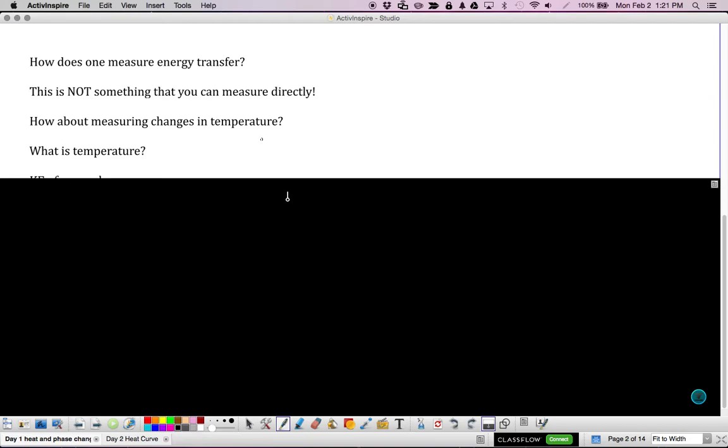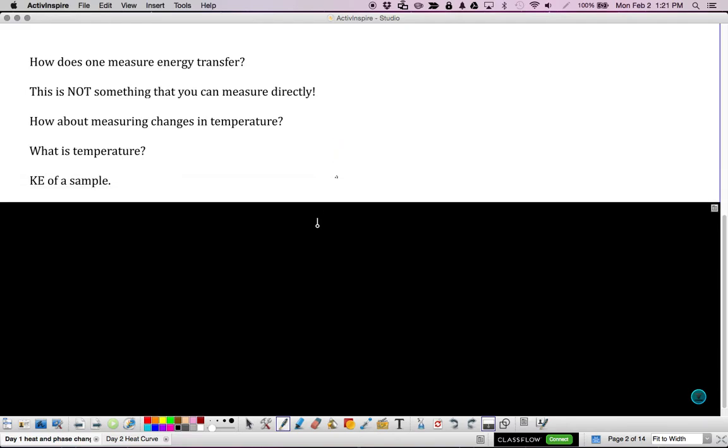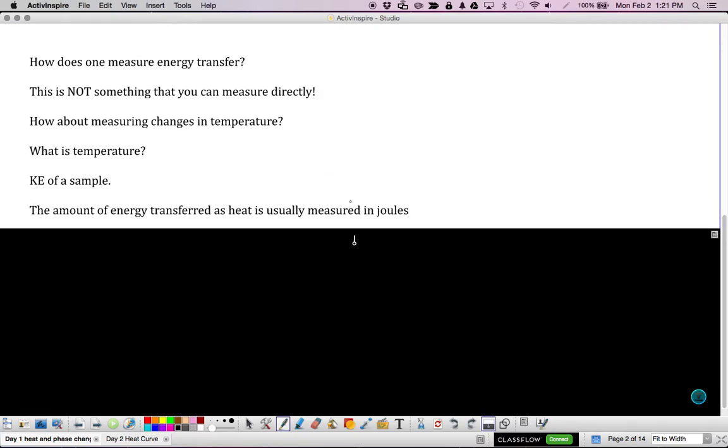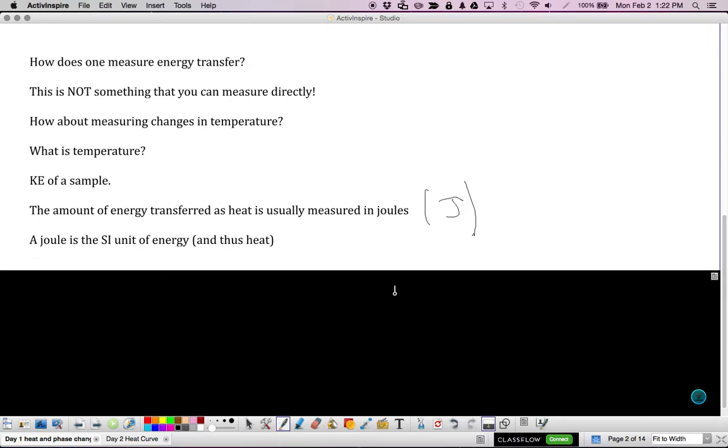Well, my question to you then is, well, what is temperature? And hopefully you remember that temperature is a measure of the average kinetic energy, keyword there being energy, of a sample. Okay. So the amount of energy transferred as heat is usually measured in joules. Okay, and the symbol for joules is just a capital J. All right. And the joule is the SI unit of energy, and thus heat.